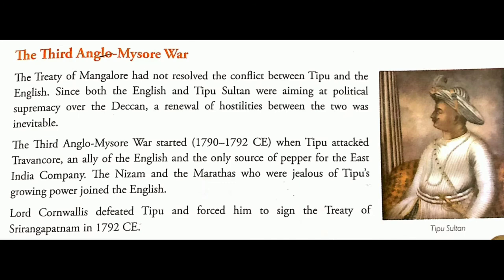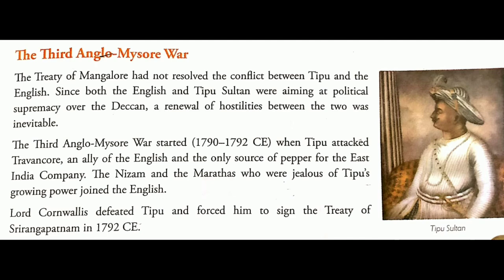The Third Anglo-Mysore War. The Treaty of Mangalore had not resolved the conflict between Tipu and the English. Though under the Treaty of Mangalore, Tipu was returned his war prisoners and some conquered territory, he was not happy with the English. Since both the English and Tipu Sultan were aiming at political supremacy over the Deccan, a renewal of hostility between the two was inevitable.